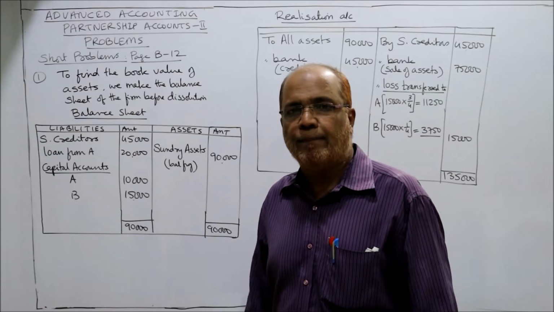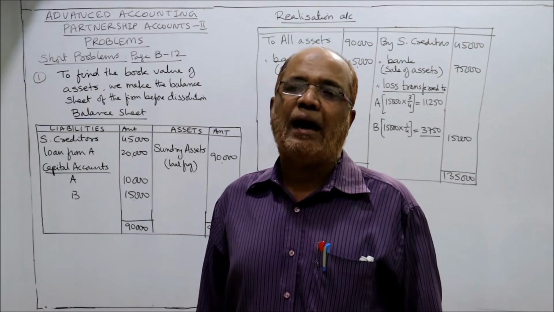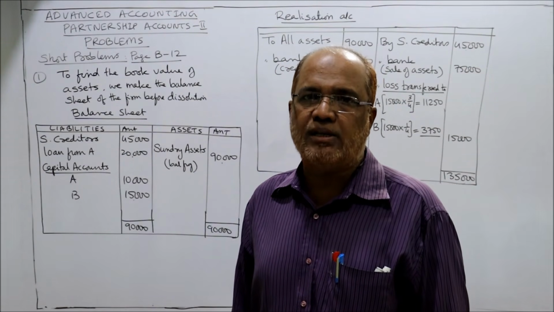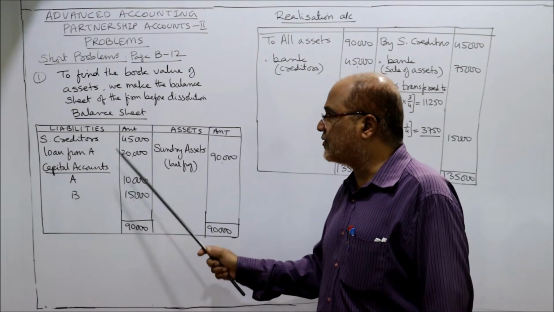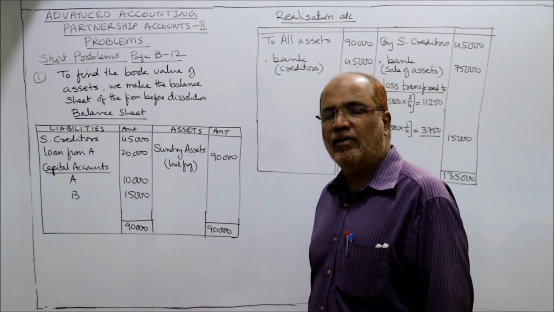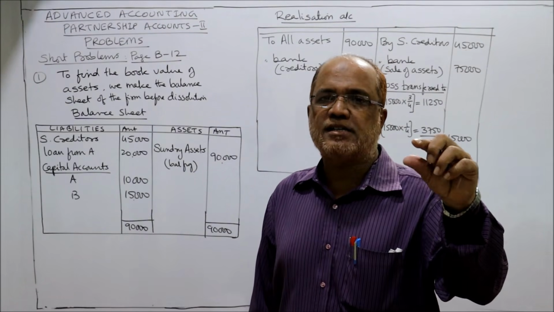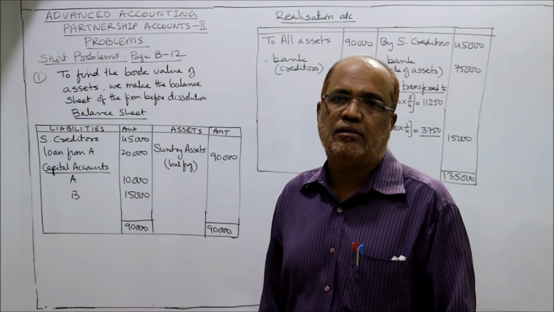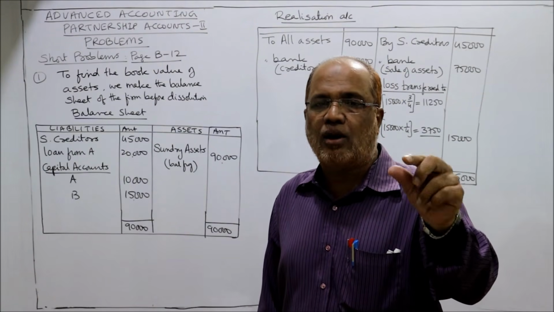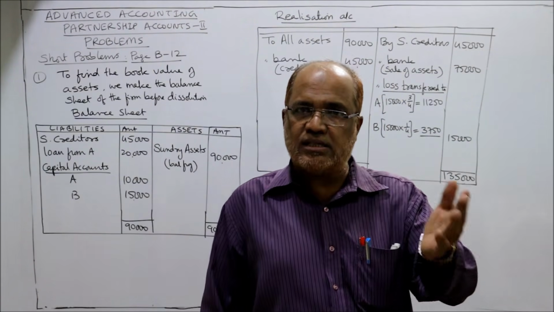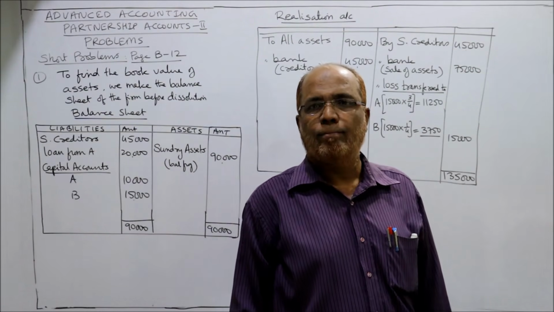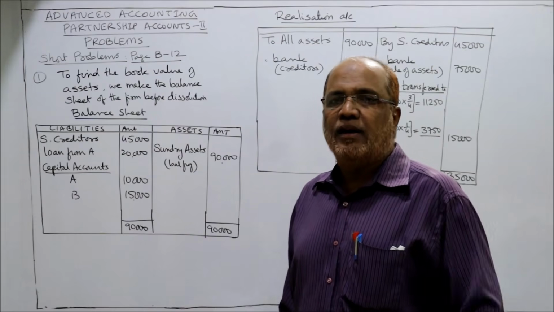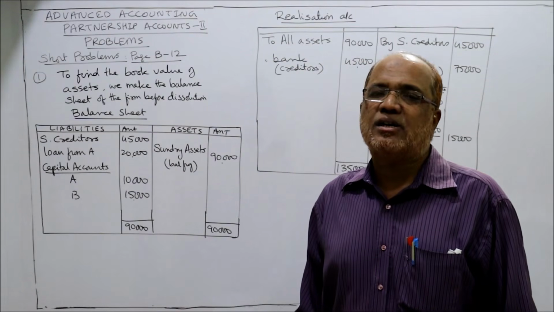So realization account debit, so debit करेंगे to all assets 90,000. First entry passed. The second entry, transfer all liabilities to realization. Only one outside liability we have. Sundry creditors 45,000. Entry will be sundry creditors account debit to realization. So realization account is credited by sundry creditors 45,000.